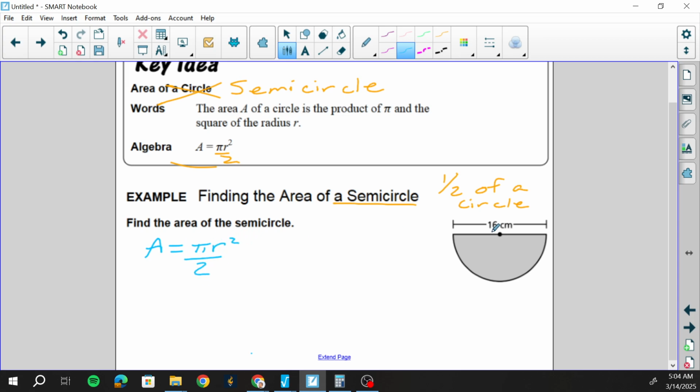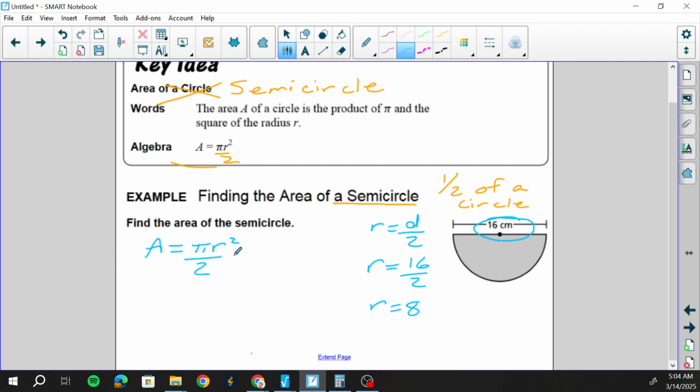But before I can use this, I stop and I realize I'm given a diameter. So since I'm given a diameter, I go back to r equals d over 2 because I need the radius. I can't put a diameter into this formula. So radius is 16 over 2. And so radius is 8.